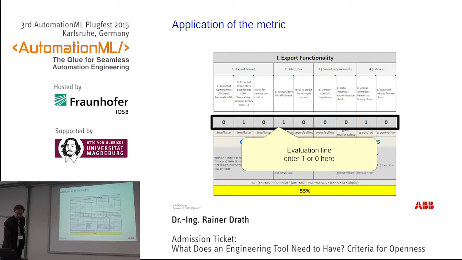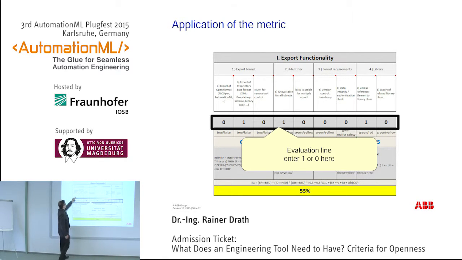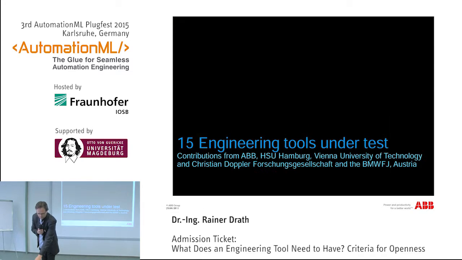Example here for the first criteria around the export functionality. Here you ask yourself, does my tool have an export for proprietary files? Here you say yes. And does it provide an API? You say no. Does it have an ID? Yes. Is the ID stable? No, unfortunately not. And so on. You answer these questions and finally you get the judgment here. There is a formula visible in this Excel sheet telling you why you get 55%.